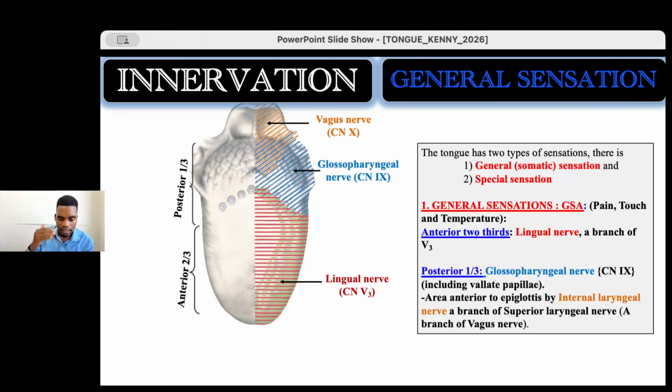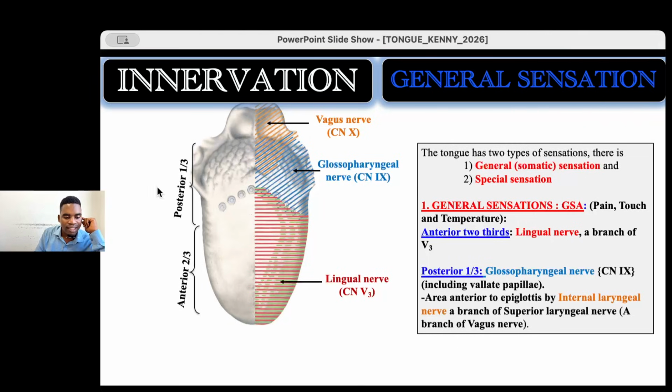And the tongue is receiving general sensation specifically from 3 nerves. Number 1 is going to be your lingual nerve. Number 2 is glossopharyngeal nerve, and number 3 is vagus nerve. 3 nerves that are giving general sensation to the tongue. Now, if you divide your tongue into anterior 2/3 and the posterior 1/3, we will say the anterior 2/3 of the tongue is receiving general sensation from the lingual nerve, correct?